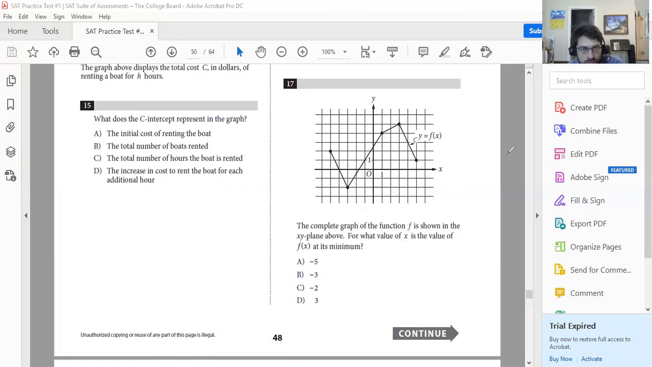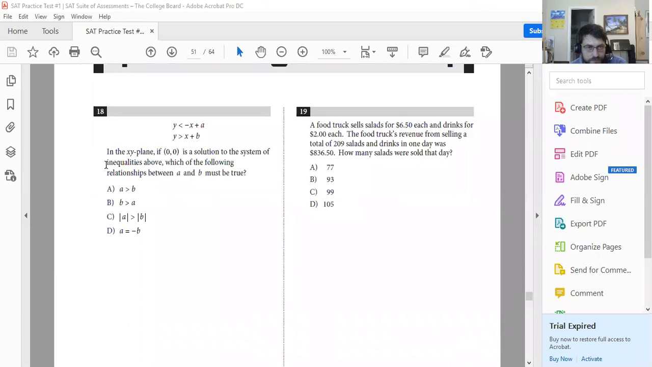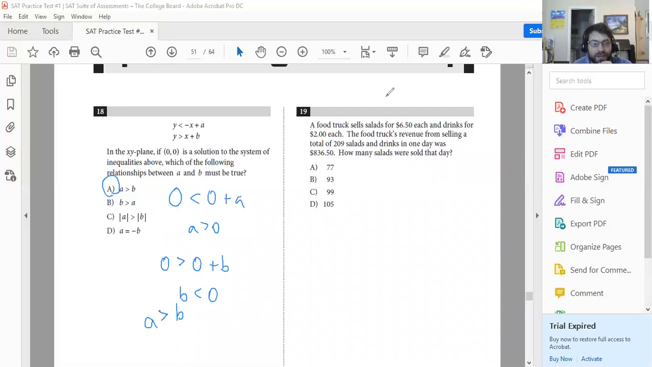Let's go clear that out. Go to number 18. XY plane, if 0, 0 is a solution. 0, 0 is a solution if we just start plugging in zeros. You have a is greater than 0. Plug in 0 for the other one. You have b is less than 0. A is greater than 0, b is less than 0. Well, if we combine the two, if a is greater than 0, b is less than 0, that means a has to be greater than b. And yeah, the other ones are not correct.